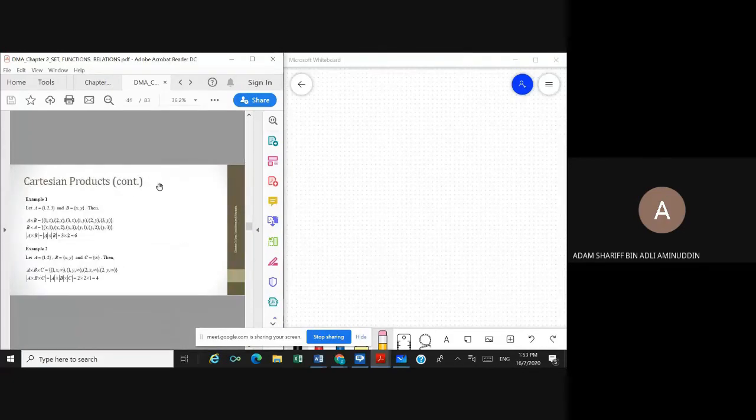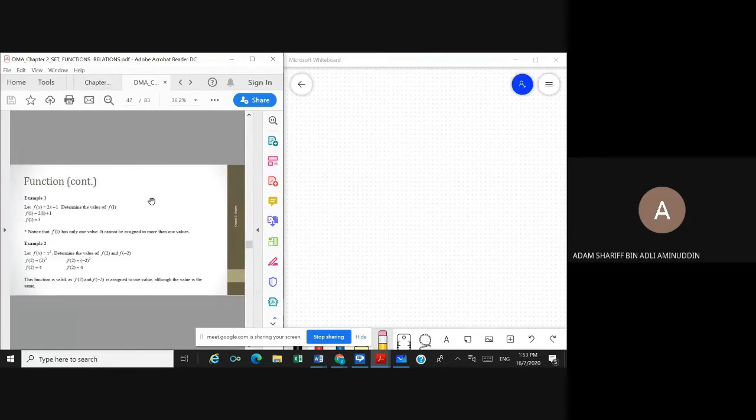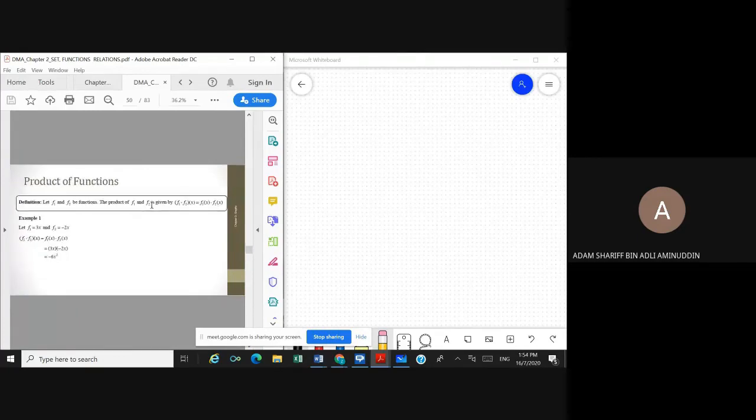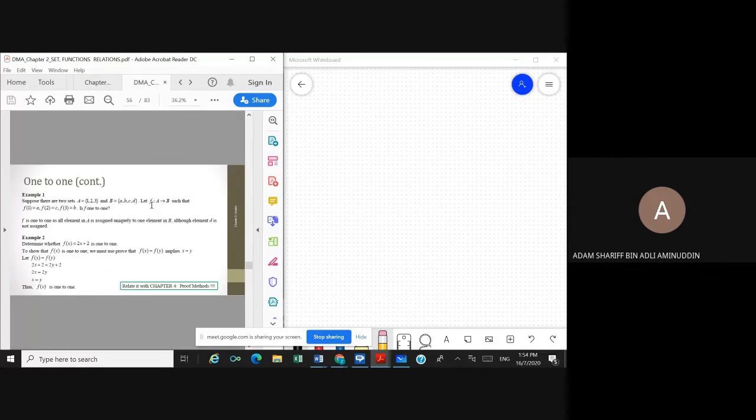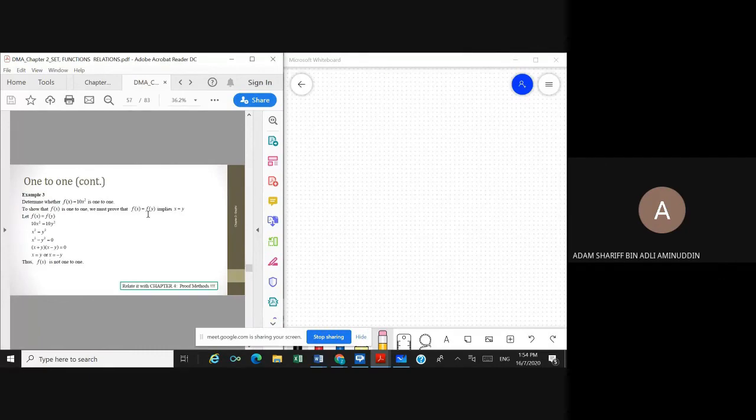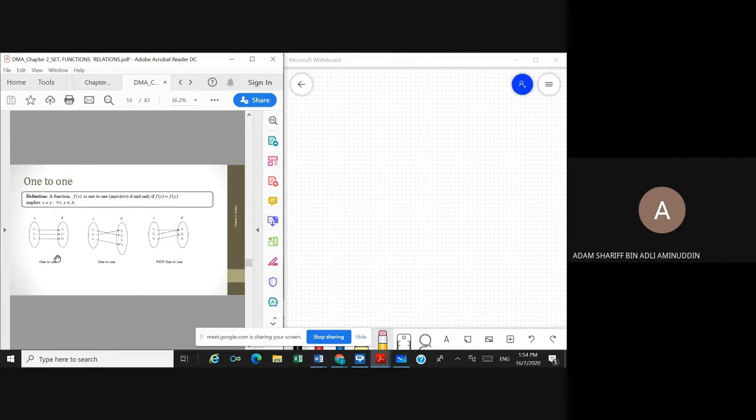The longest chapter ever: set, function, and relation. It's about one-to-one. Mana one-to-one? Okay. To those of you who remember one-to-one, one-to-one is like this image on the left. This is a one-to-one function. I will start first with writing the definition of one-to-one. F(x) is one-to-one if and only if F(x) equals to, tak ada 4.